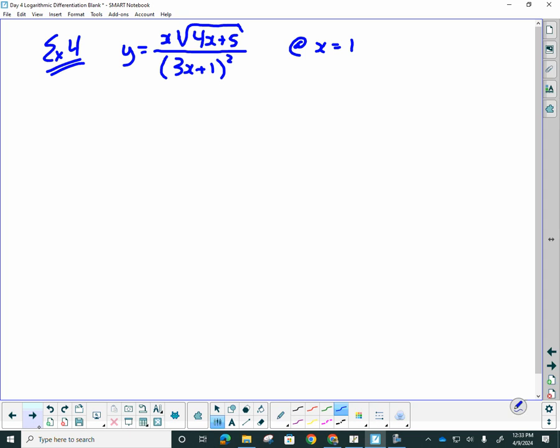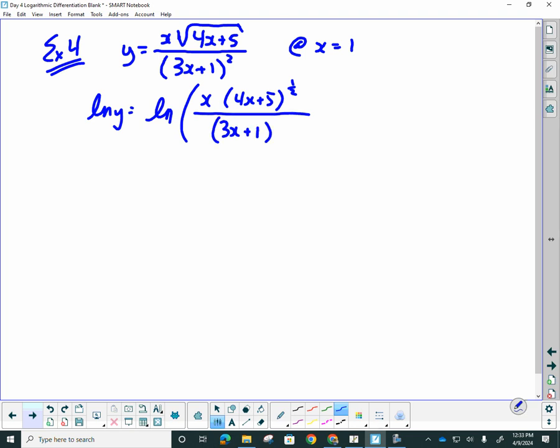So I'm going to start by taking the ln of both sides. And while I'm doing it, notice that it's the square root of 4x plus 5. So we already know a strategy for dealing with square roots. Change it to the exponent 1/2. So I'll do that at the same time as taking the ln.